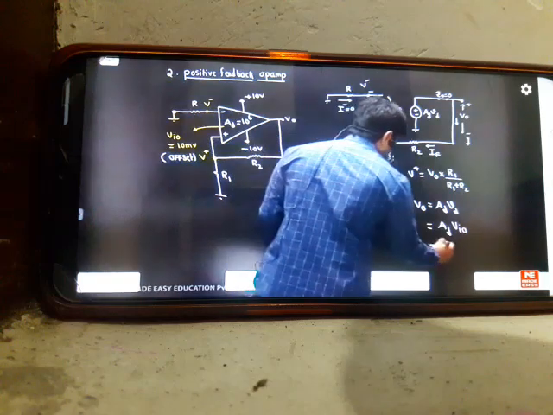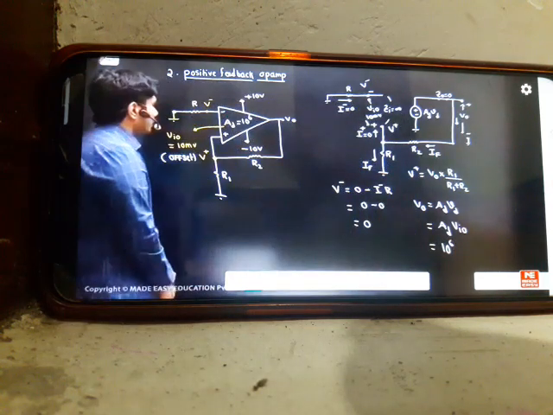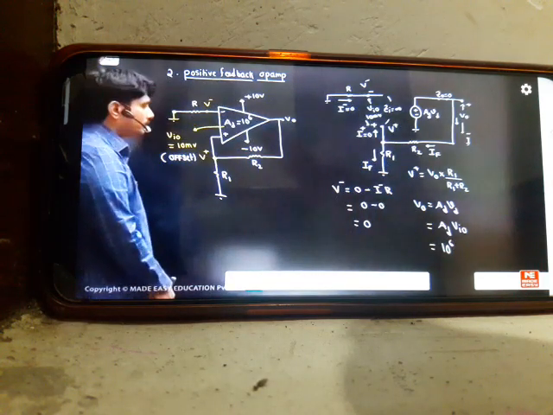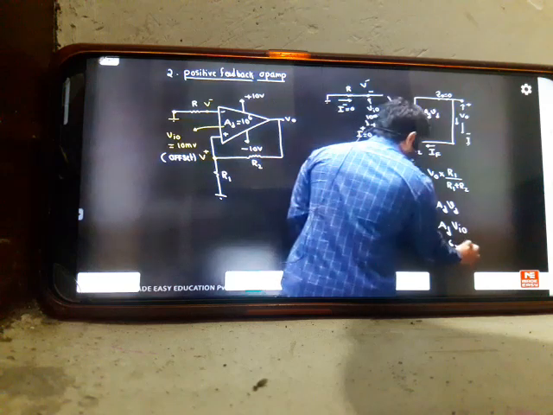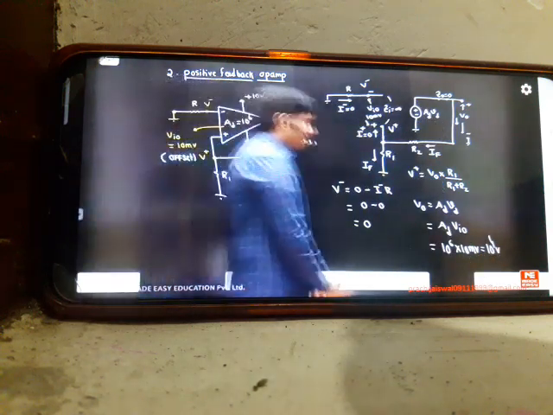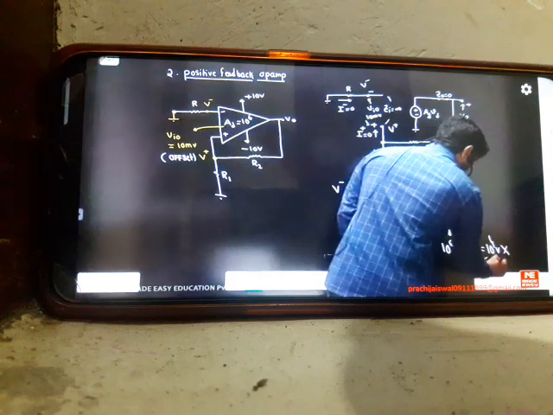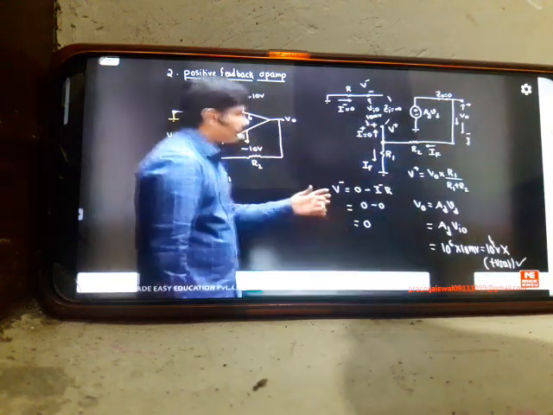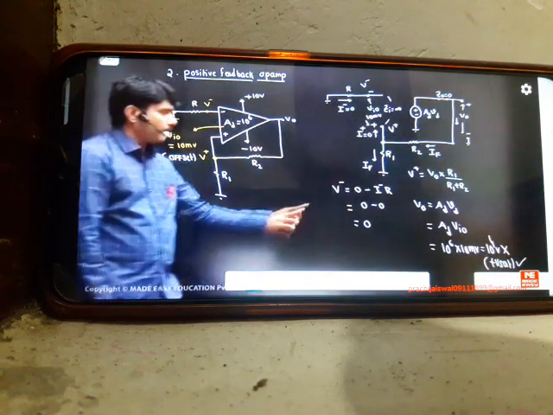So VD became VIO. AD in the problem is 10 power 6 for you. Your AD is 10 power 6 here, into VIO, which is 10 millivolts. So the answer is 10 power 4 volts. We got around 10 power 4 volts, but 10 power 4 volts is the wrong answer. It will be plus V saturation that is the correct answer. We cannot go beyond the plus 10 battery, correct? So our output will be plus saturation.